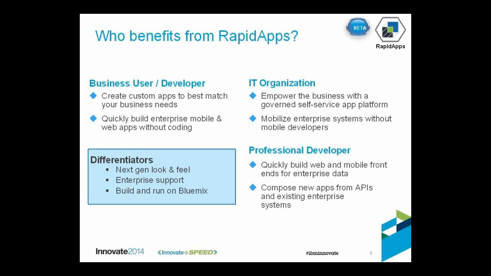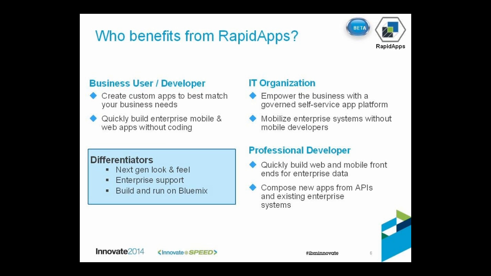So with Rapid Apps, an IT organization can empower a business user with a self-service app platform, Rapid Apps, that is governed in a way that provides IT with a comfort that things are being done in a proper way, and there are the proper controls available and visibility into what's going on. It also provides the IT organization with a way for people who aren't one of the few scarce and precious mobile developers to still be able to mobilize enterprise systems using Rapid Apps, so you don't have to tie up your scarce mobile developers.